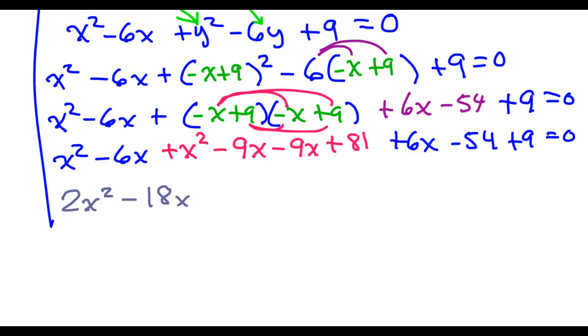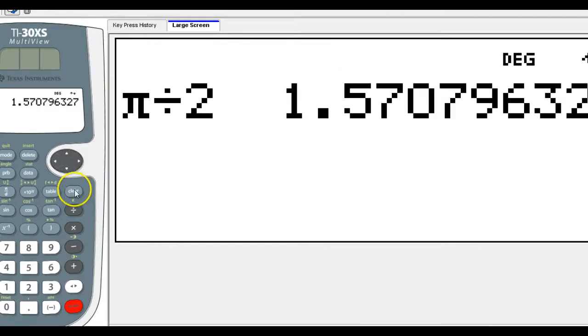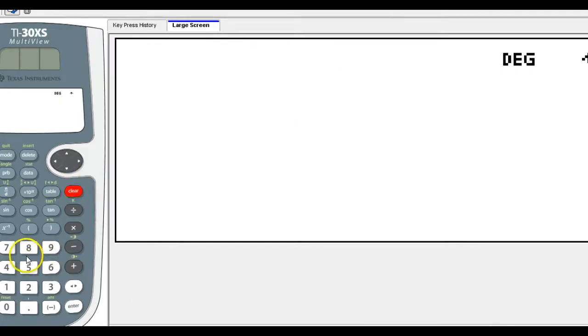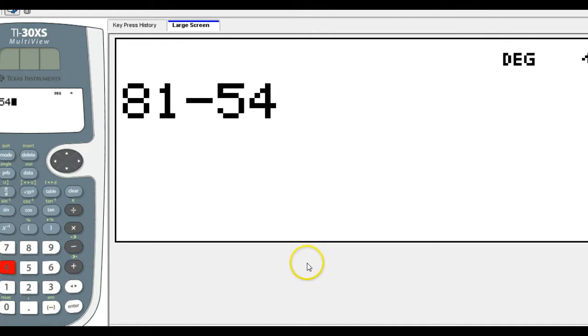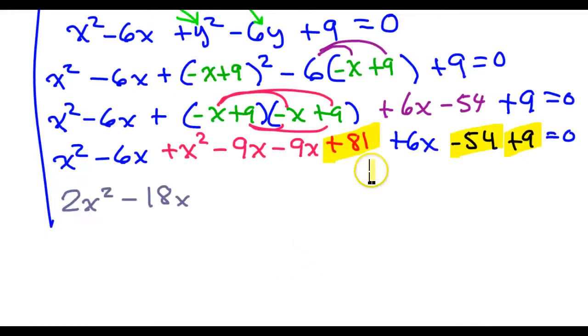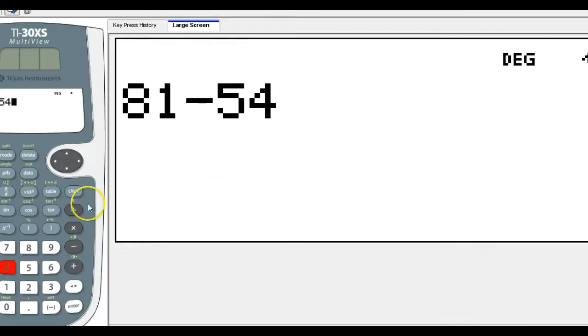Now how about my constant terms? I'm talking about the 81, the negative 54, and the positive 9. So what's that you say? It was 81, negative 54, and positive 9.